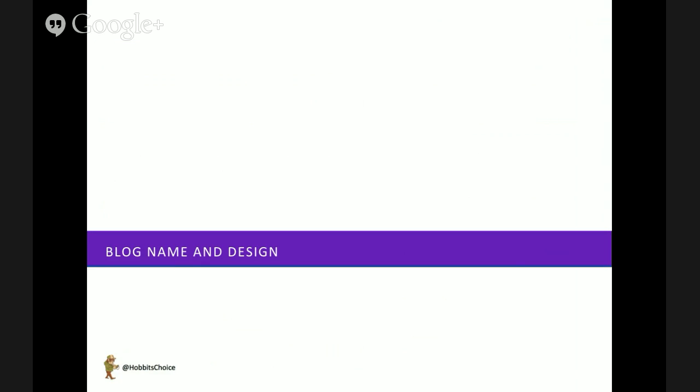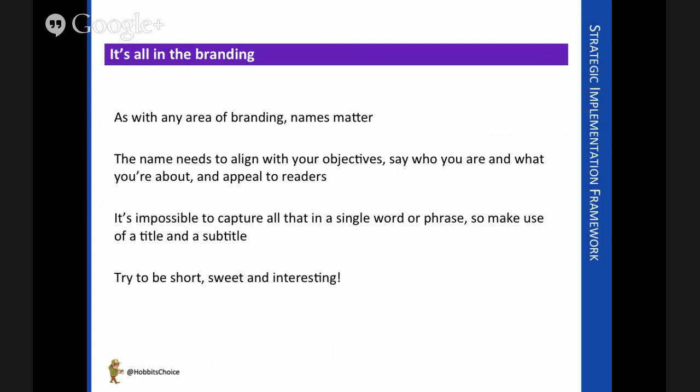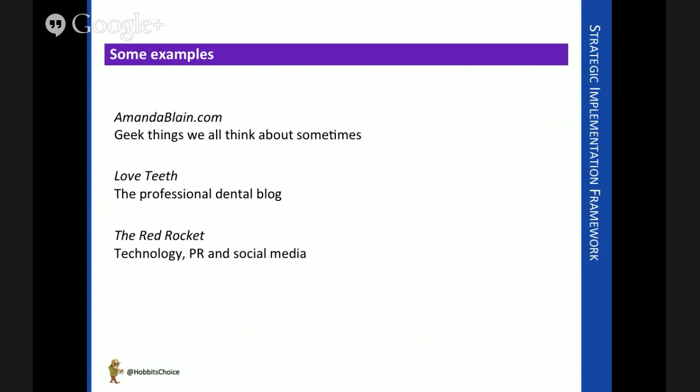The second step in the process is thinking about the blog name and design. It's all in branding, yeah? It doesn't matter whether it's for an organization or an individual. You need a name for the blog. You need something that captures what you want to talk about, that is hopefully clever, and, keep it short and sweet too. So, for example, an individual blog that I love reading is amandablaine.com.